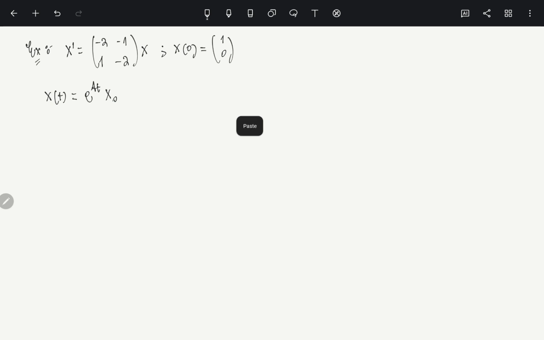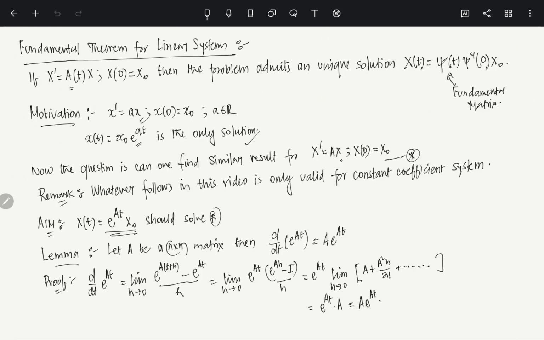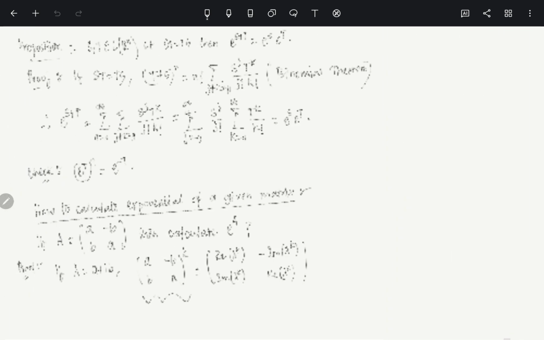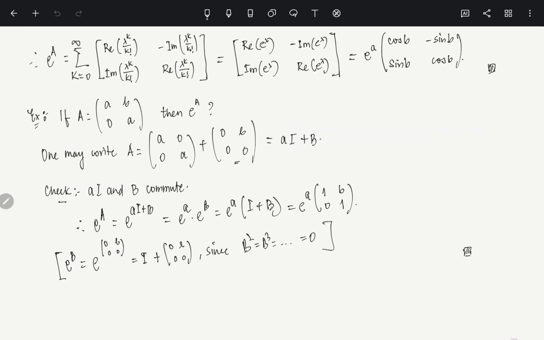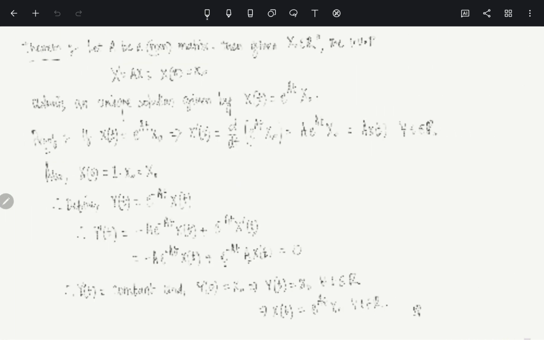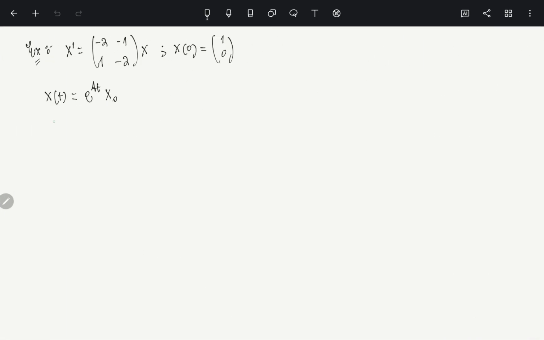And what is e power At? You see, this matrix is in the form a minus b, b a. If you remember, we did one problem like this, and e power of that form we calculated, which looks like e power a times the matrix cosine b, minus sine b, sine b, cosine b. So we can use this property here. Let's just write it down directly, I am not calculating anything. It's the matrix cosine t, minus sine t, sine t, cosine t, multiplied by e to the power minus 2t. Clear?